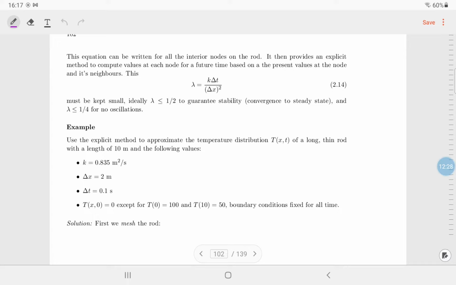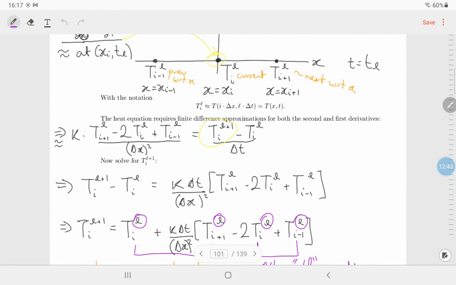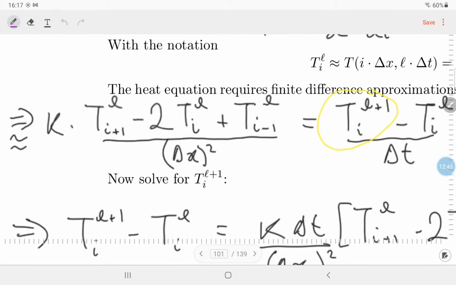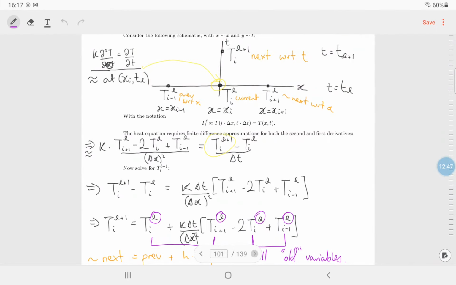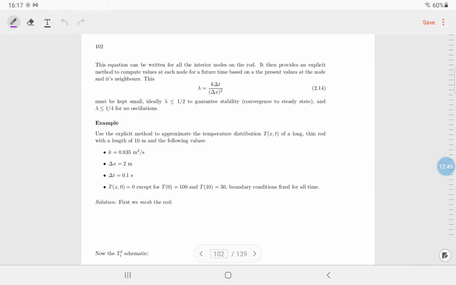Now you do control lambda to a degree. You don't control K, but you can control delta T. You can make delta T smaller, is basically how you do that. Now you could make delta X bigger, but then if delta X is big, this approximation is bad. So ideally what you want to do is keep delta T small and delta X small as well, and that causes an issue that we might touch on a little bit later on.